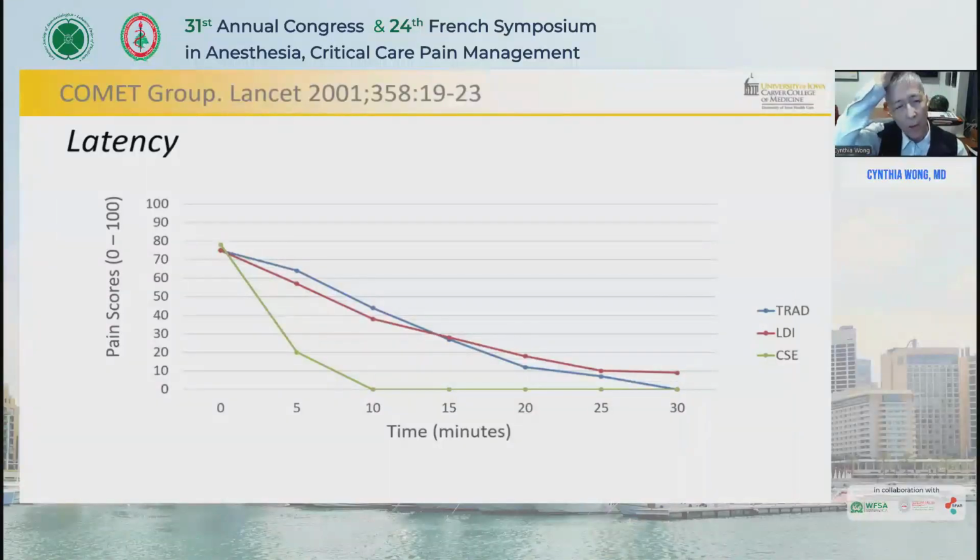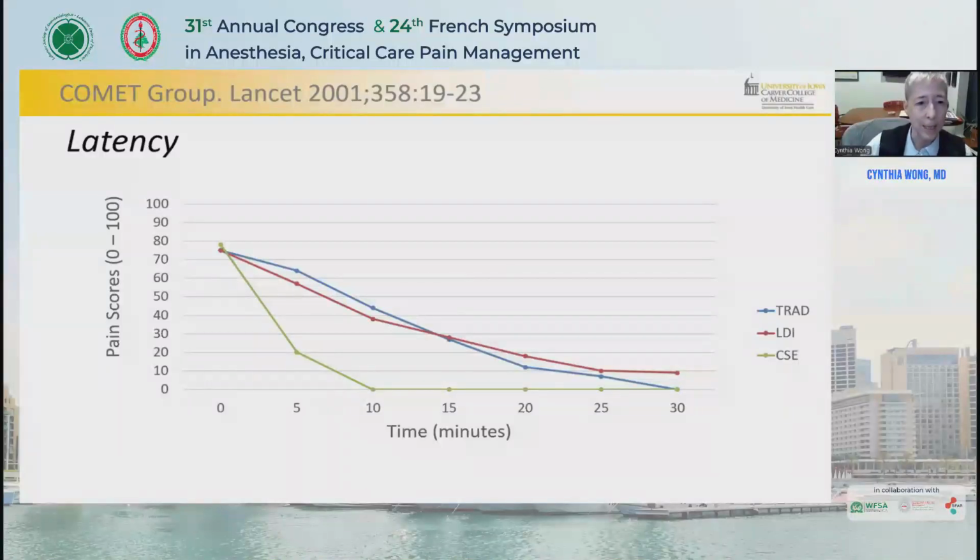So let's first talk about latency, or onset of analgesia. This was a randomized controlled trial that was done a number of years ago that compared two epidural techniques. So the blue line is traditional epidural. The red line is an epidural with opioid. So this was back in the days before we routinely used opioid in the epidural space. And the green line is a CSE technique.